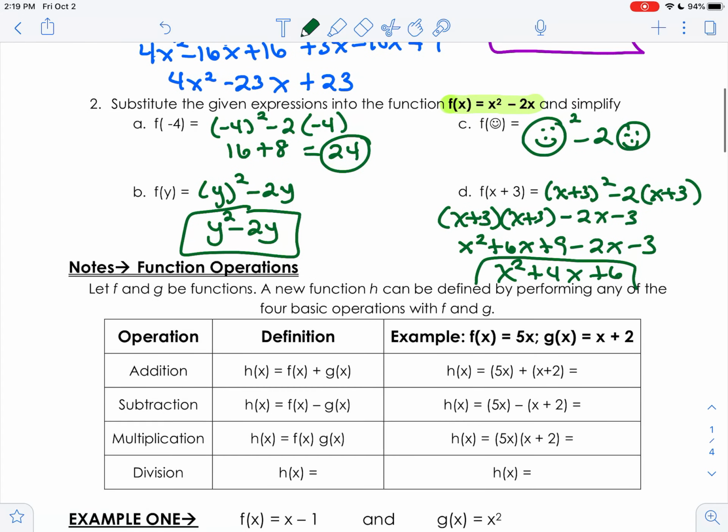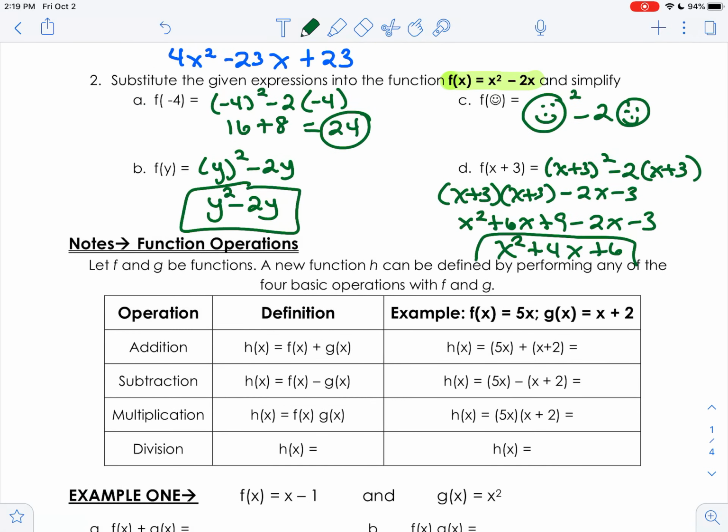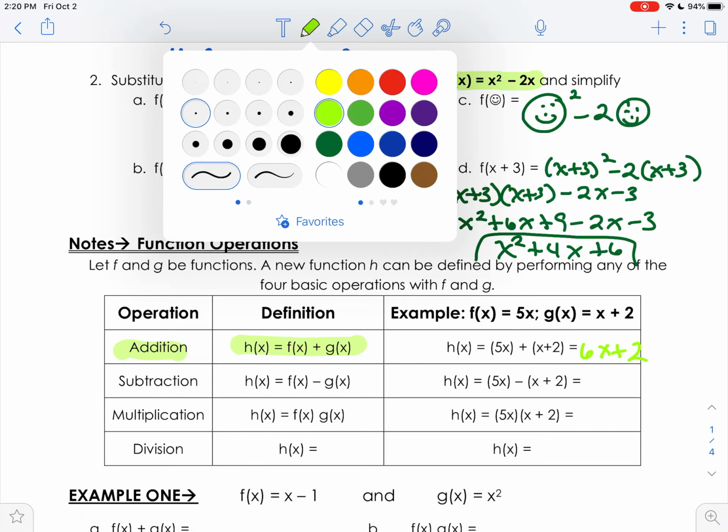All right, so some function operations. We'll get used to some notation things here. So if f and g are functions, a new function h can be defined by performing any of the 4 basic operations with f and g. So addition sometimes looks like this. Say find f of x plus g of x. Okay, so like if we wanted to do that, we could take our f of x, which is 5x, and we could add that to our g of x, and that makes 6x plus 2. Okay, so that's just adding the functions together.